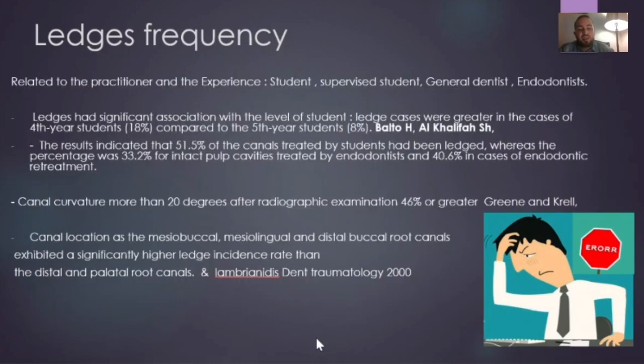Canal curvature is the second factor affecting ledge formation, and actually it's the most significant variable affecting incidence of ledging. Whenever you have a canal with curvature over 20 degrees, there is a huge chance to end with ledge formation, so you have to be extra careful when treating such canals. Studies show that mesiobuccal and mesiolingual canals show more ledges when compared to palatal or distal canals.